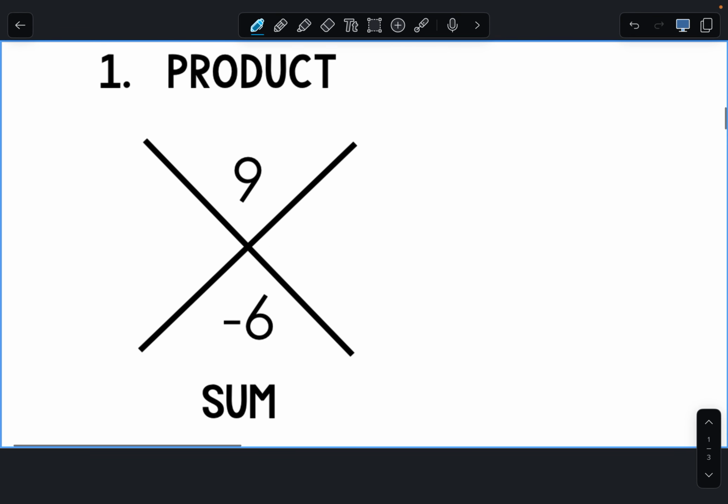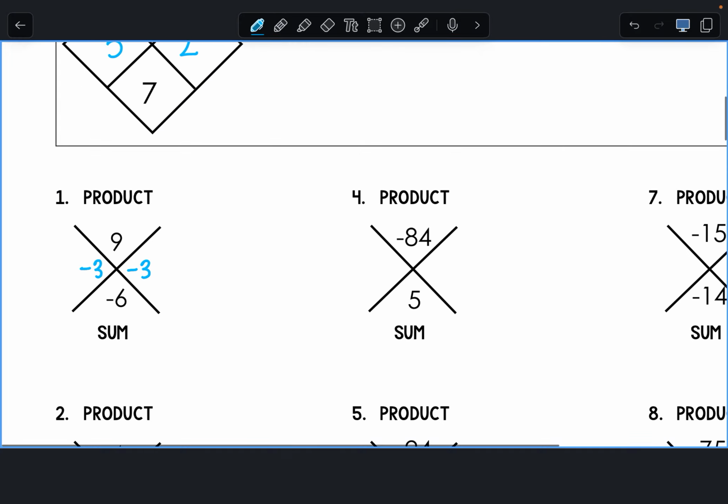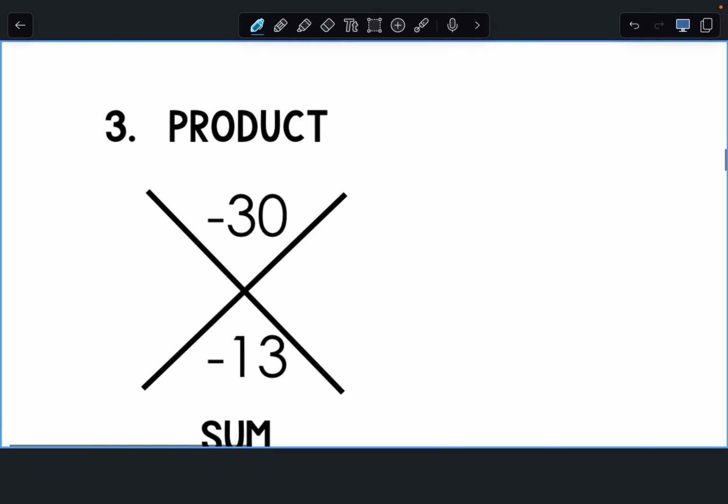Number 1. -3 on both sides. -3 times -3 is positive 9. -3 plus -3 is -6. Very good. Number 2 should be easy. 2 times 2 is 4. 2 plus 2 is 4. Good. Number 3.